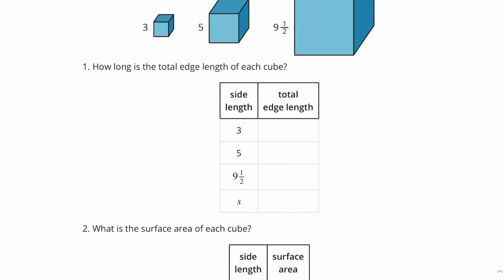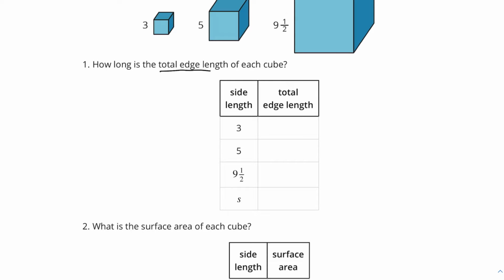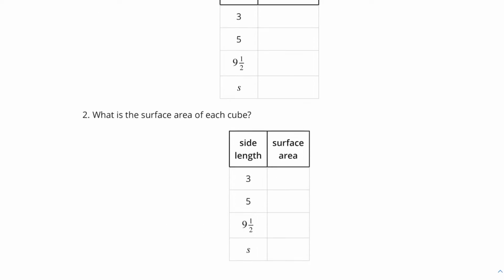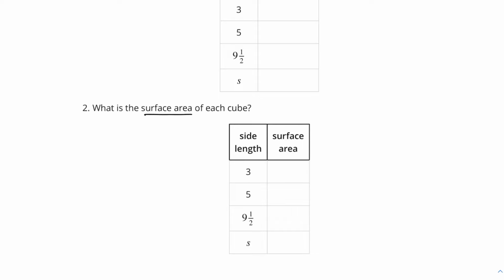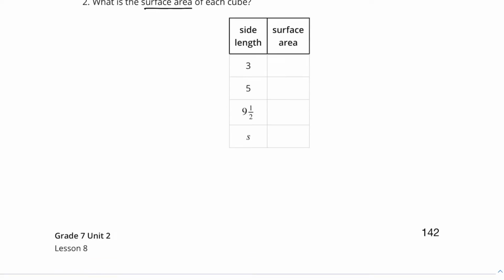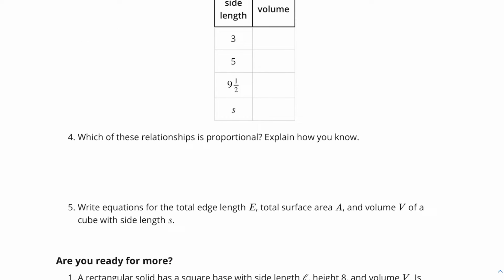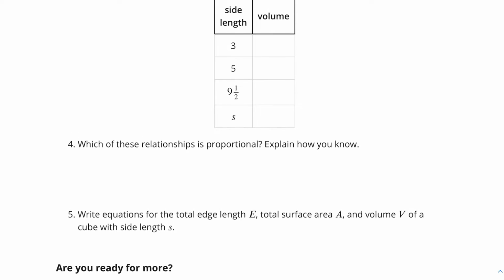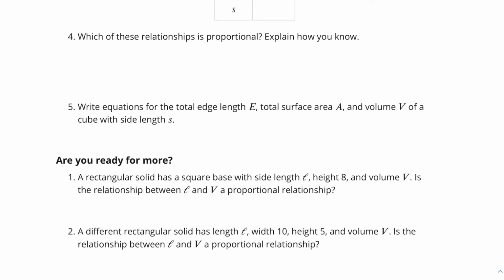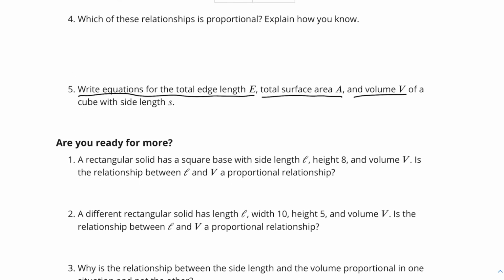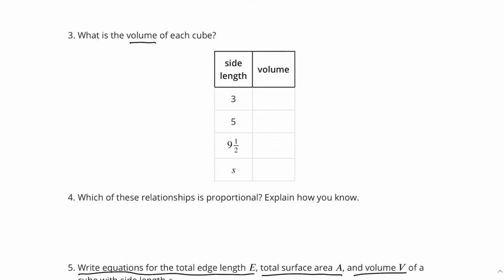One says, how long is the total edge length? So we're looking for the total edge length there. Then 2 is, what is the surface area of each cube? We have a list to compile. And our third one on the next page is, what is the volume of each cube? Then on 4 it says, which of these relationships is proportional? And explain how you know. And 5 says, write equations for the total edge length E, total surface area A, and the volume V. So we're actually going to start that with side lengths S.